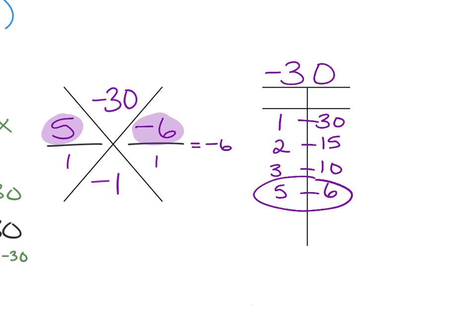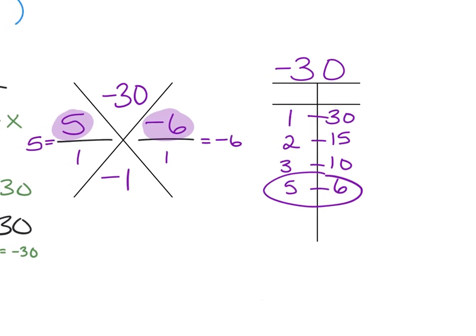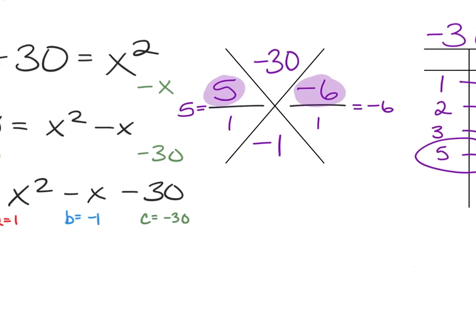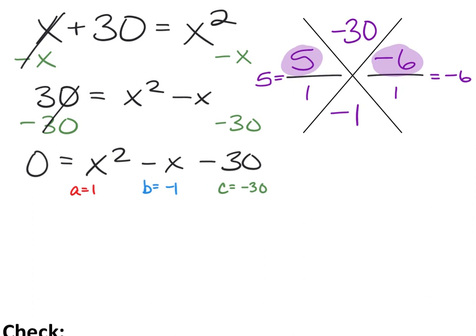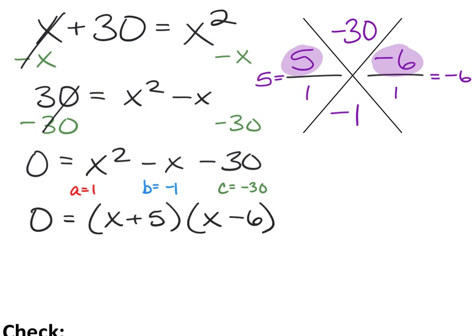So this is -6, and this is 5. Those are the numbers that I'm going to use as my factors to continue to solve this quadratic. It would be x plus 5 and x minus 6. Those numbers are from my x puzzle.